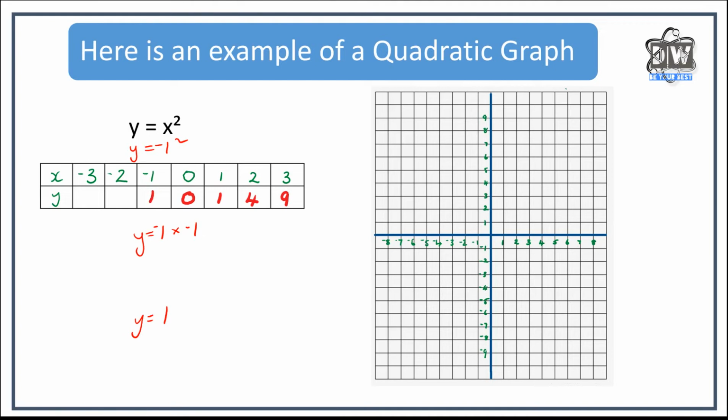What's minus 2 times minus 2? That's 4. What's minus 3 times minus 3? That's 9, okay? Now look what this creates. We've got minus 3, 9. We're going to plot that on the graph there. Can you see that? Minus 3, 9.